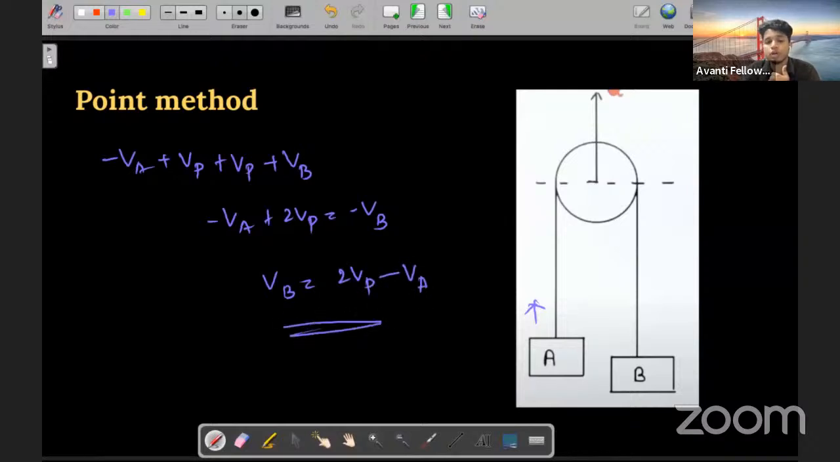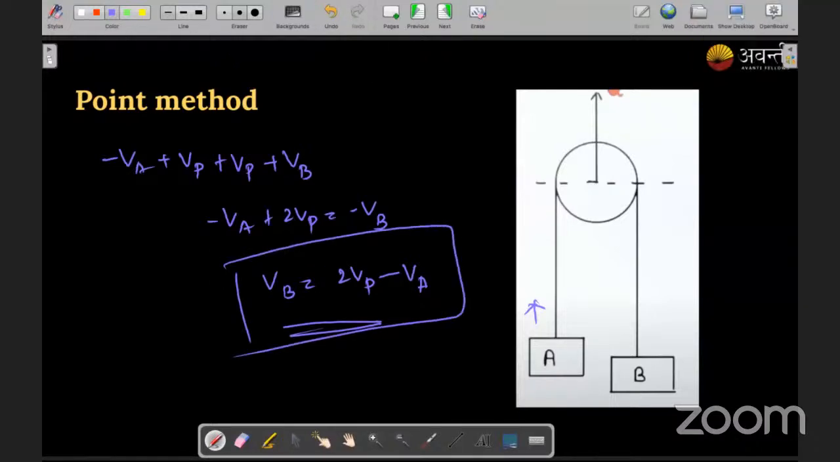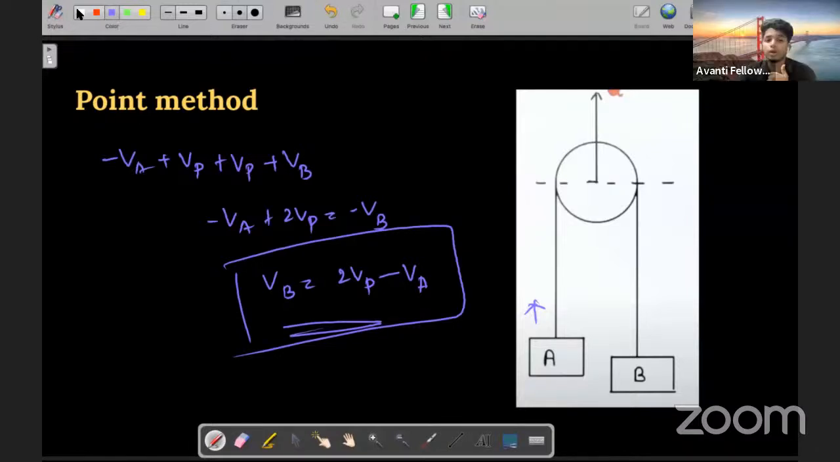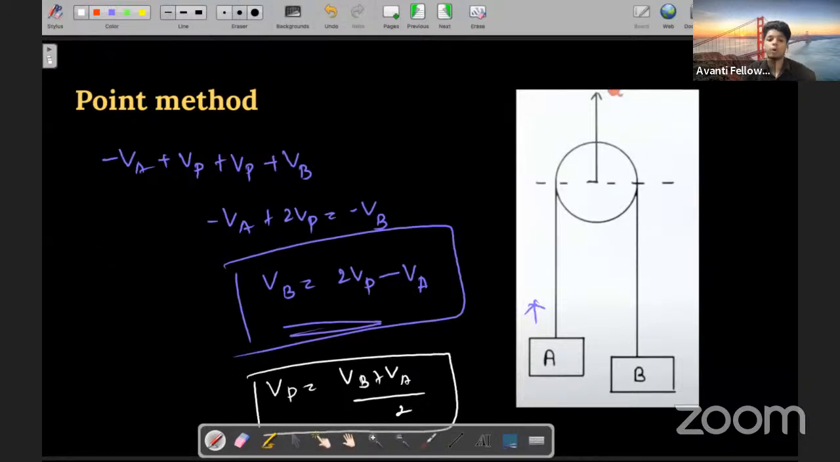Yes or no? Now we wanted VB, and now we get the formula for VB. Did you get it, students? Let me know. And over here we get VP to be VB plus VA by 2. Let me know, students. This is the point method. Just use this.